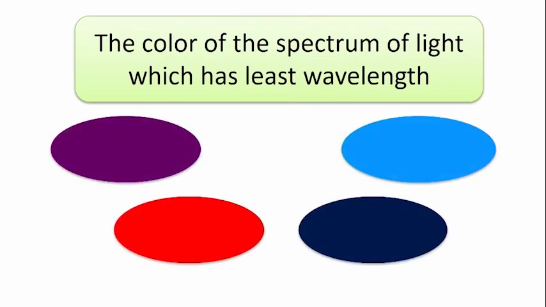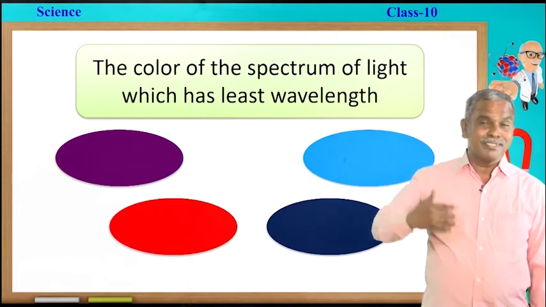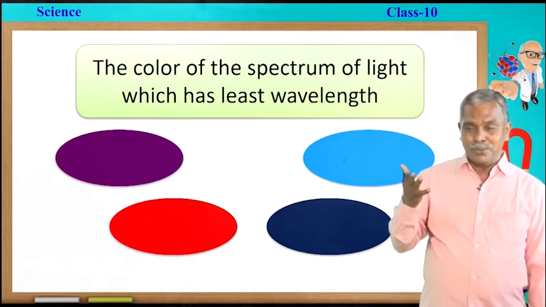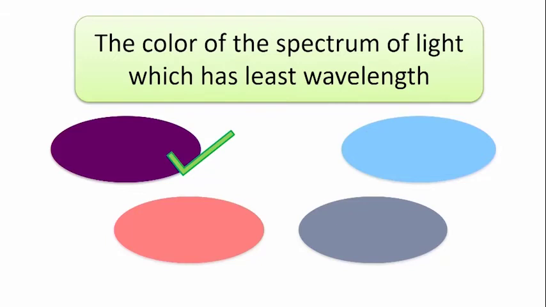The color of the spectrum of the light which has least wavelength. Please recall the spectrum of the light from V to R, VIBGYOR, which is having least wavelength and which is having larger wavelength, you know very well. So, okay, that is your good answer, that is violet.